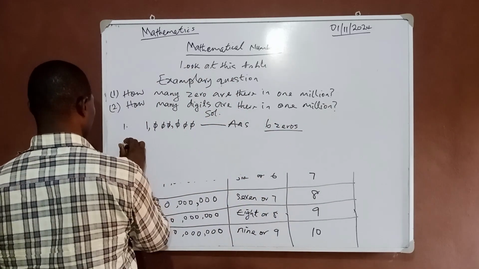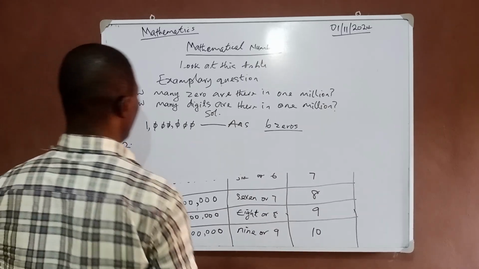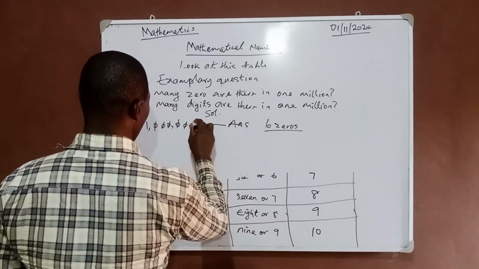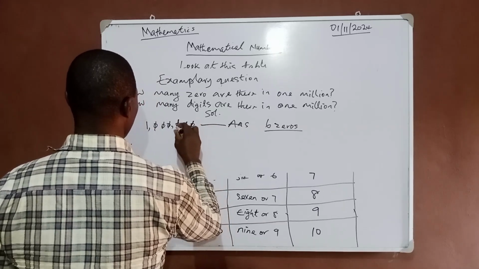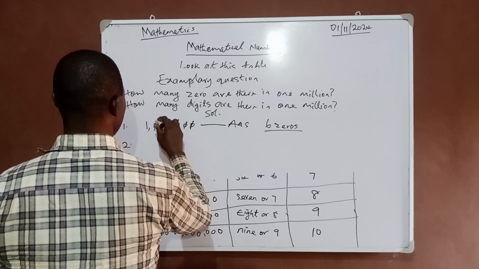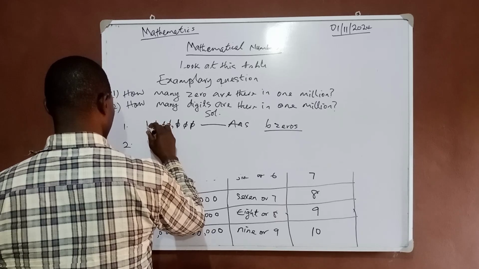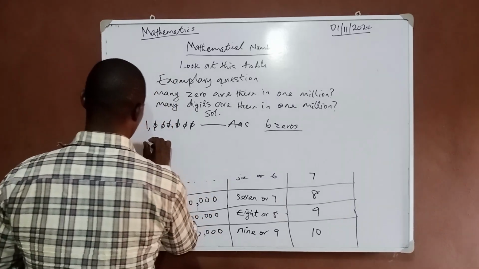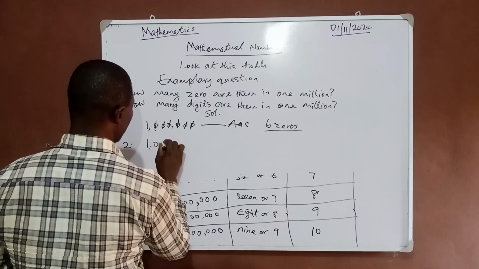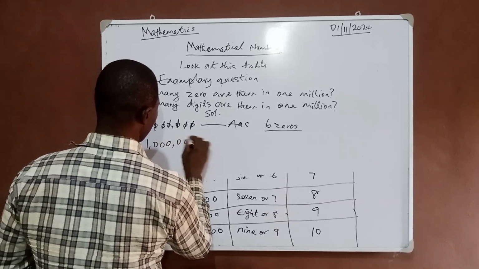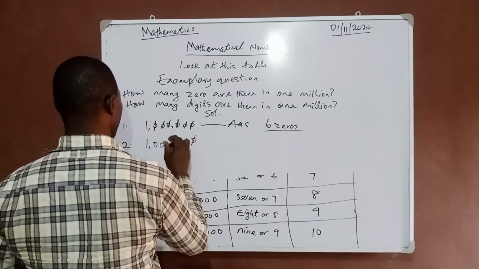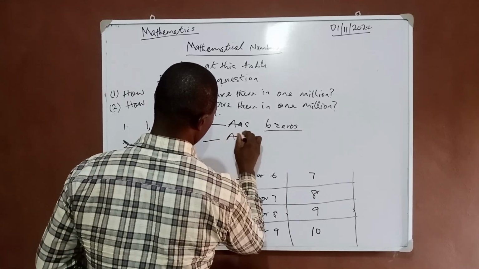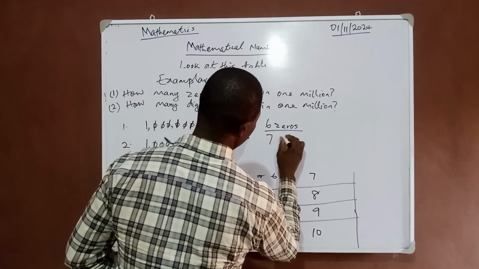Question 2. How many digits do we have in 1 million? 1, 2, 3, 4, 5, 6, 7. So now, okay, let me write it separate. 1, 2, 3, 4, 5, 6, 7. So the answer: 7 digits.